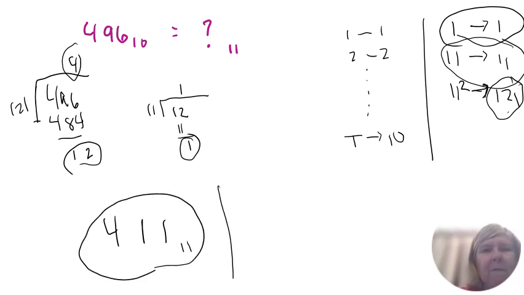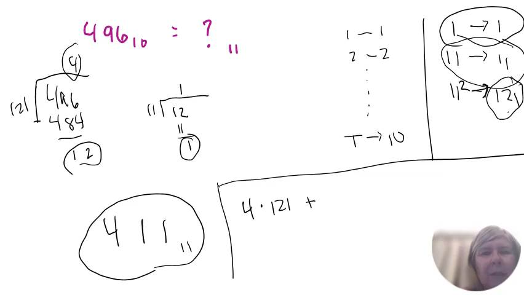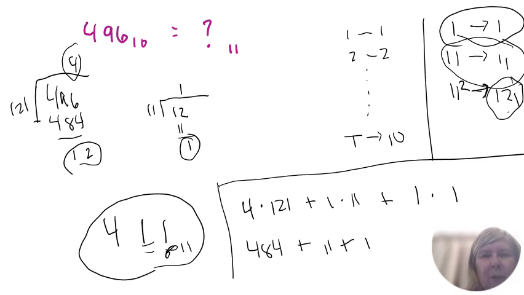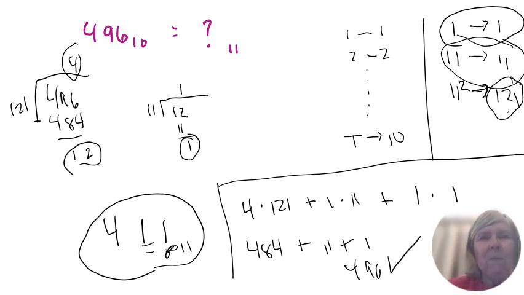And again, like before, if you want to double check, you can do it like we did on the previous example. You can take 4 times your 121 plus 1 times 11 plus this 1 times 1. And that would be 484 plus 11 plus 1, which is 495, plus 1, which is 496, so it checks out. Okay, I went through this really quick, but I hope it helps.